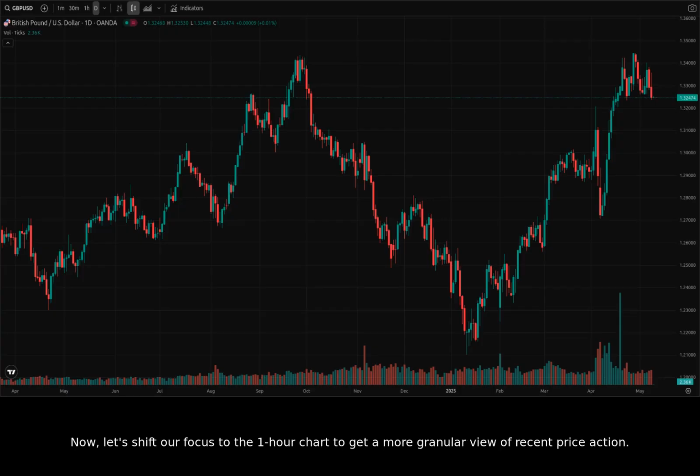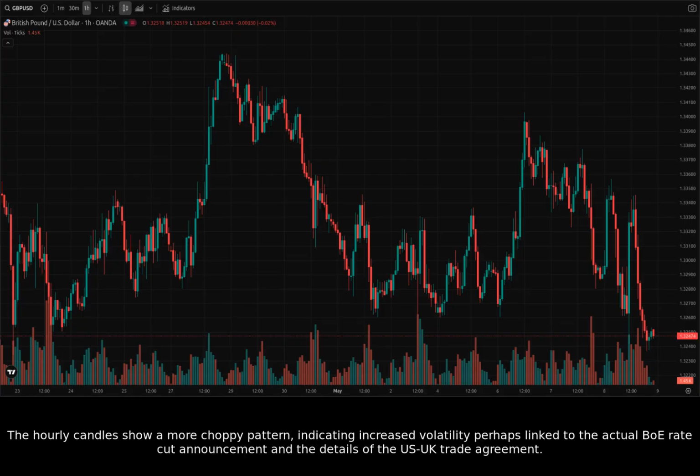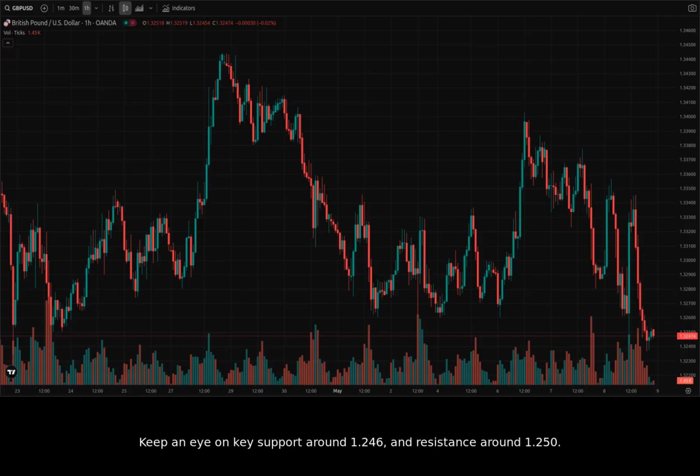Now, let's shift our focus to the one-hour chart to get a more granular view of recent price action. On the one-hour chart, we can analyze more recent movements in BoE. Let's zoom into the last few days. The hourly candles show a more choppy pattern, indicating increased volatility perhaps linked to the actual BoE rate cut announcement and the details of the US-UK trade agreement. Keep an eye on key support around 1.246 and resistance around 1.250.